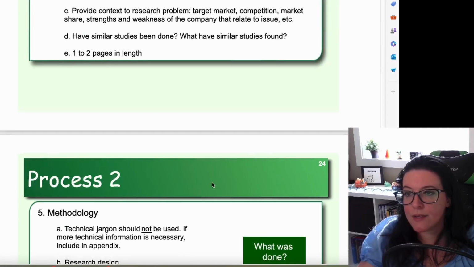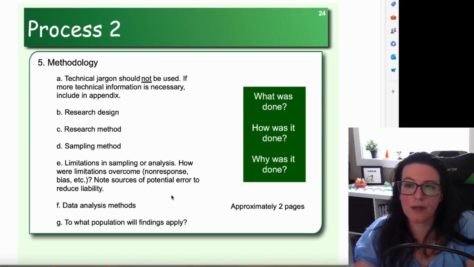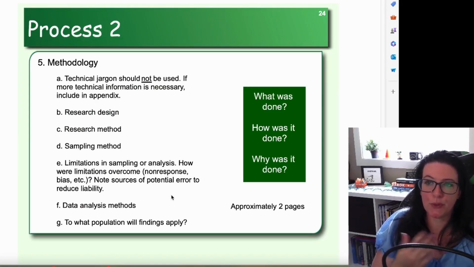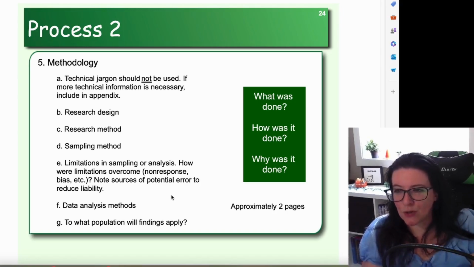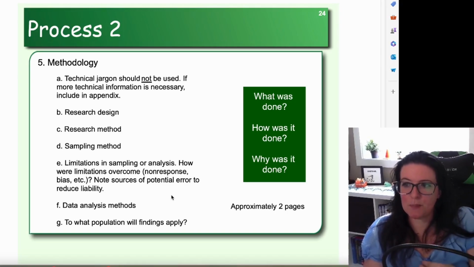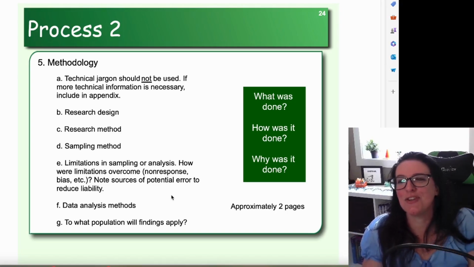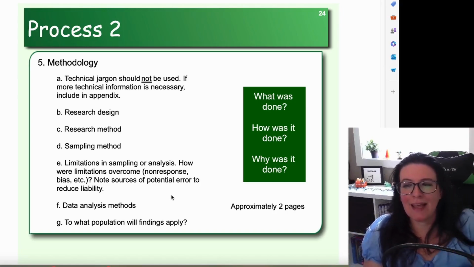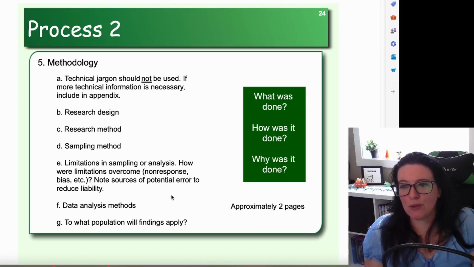Then you're going to have a section on your methods. Again, this is going to be similar to your proposal. Make sure you avoid that technical jargon, right? You're explaining this to people who are not your level of expertise in stats and research. So plain language, research design, research methods, sampling method, matching the proposal likely.